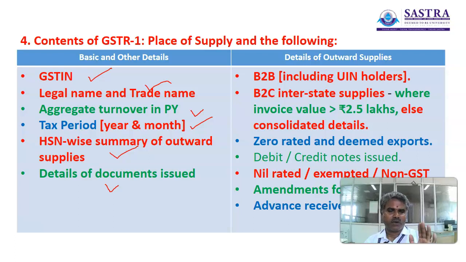The other part is about the customers. The other part is B2B, including UIN holder, unique identity number. B2C, interstate supplies where invoice value is greater than 2.5 lakh, else consolidated details should be given. You need not give all customers' details when your turnover is less than 2.5 lakh.